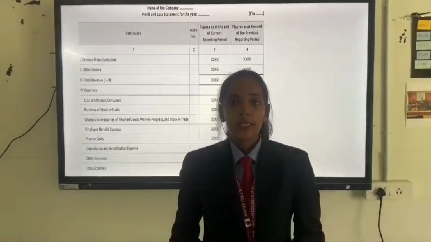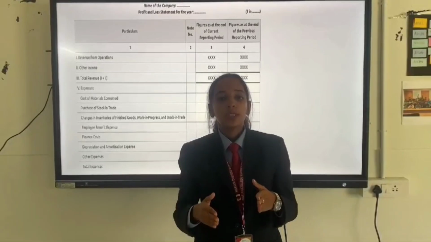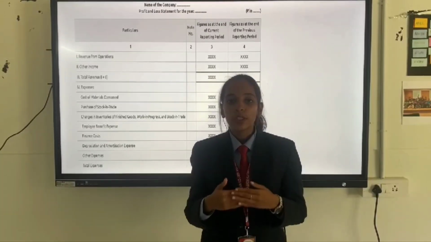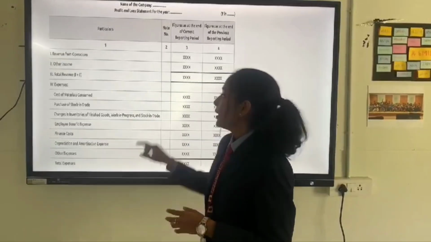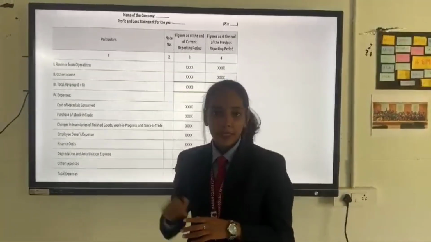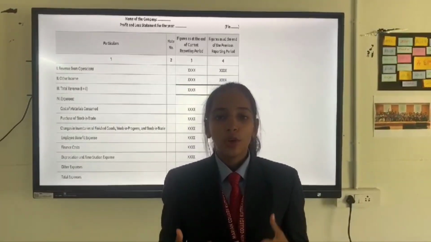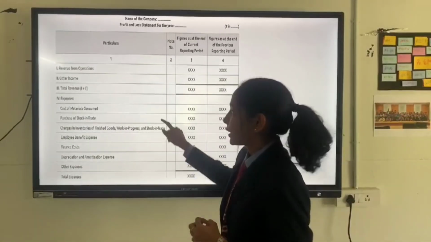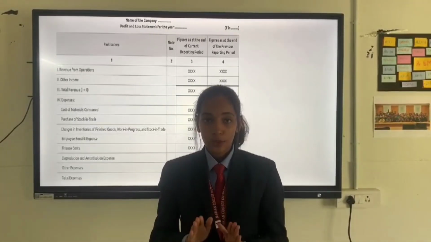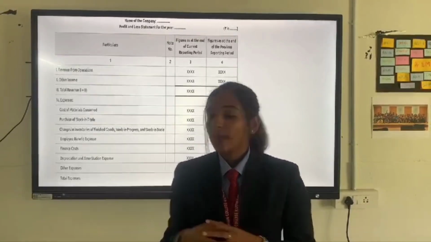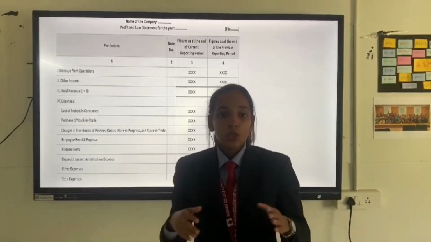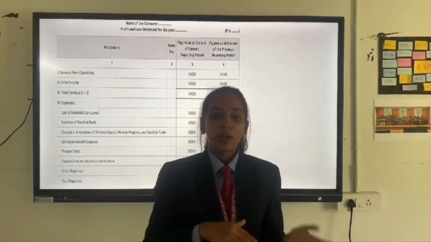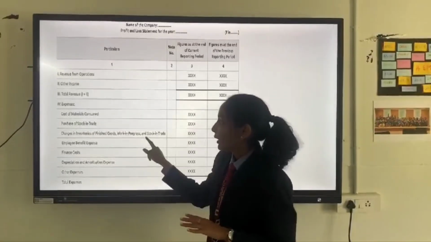The fourth one is expenses incurred. This section lists all the expenses incurred by the company during the period. Under expenses incurred, the first one is cost of materials consumed. The total cost of raw materials used in production activity will come under cost of materials consumed. And the second one is purchase of stock in trade. The cost of purchasing goods that can be resold without further processing will be included in purchase of stock in trade.